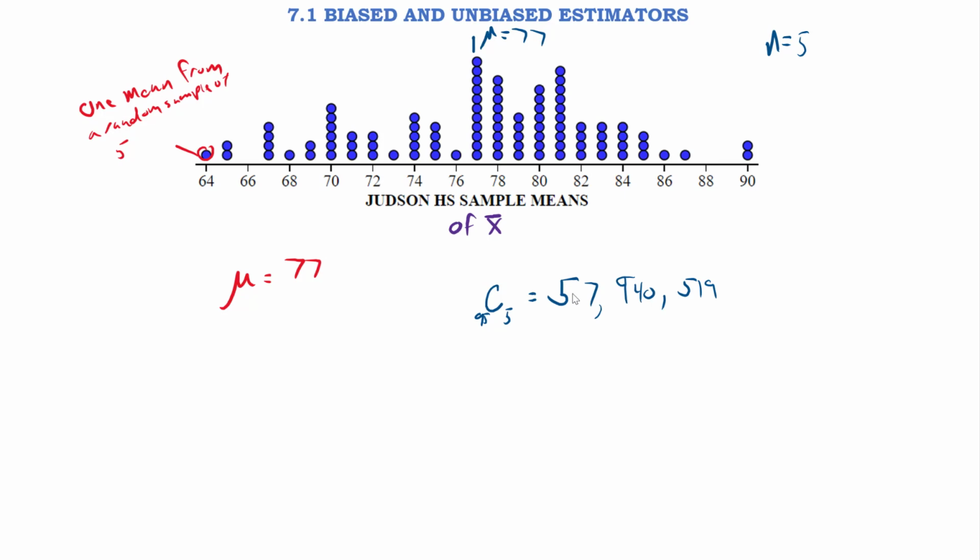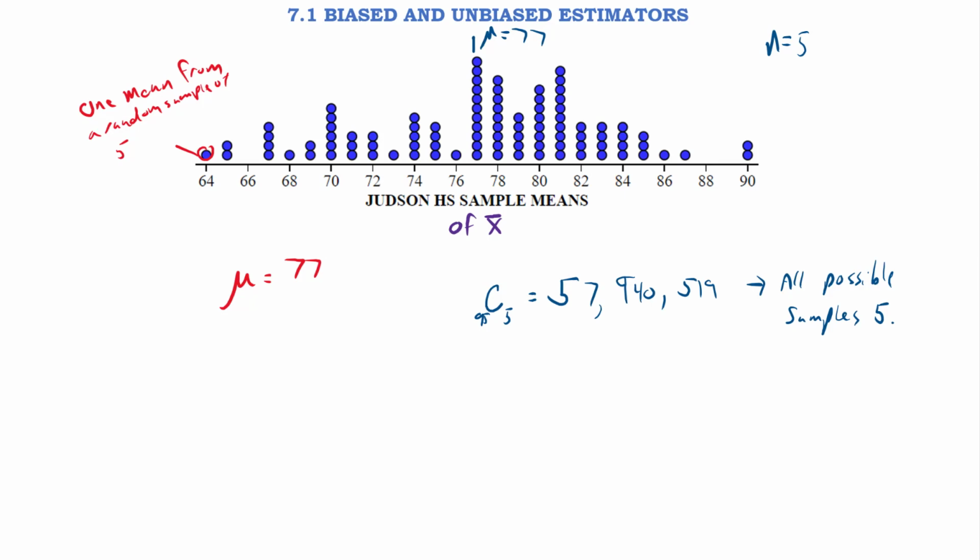So 57,940,519 combinations, and we only came up with 95. So therefore we did not have everything for a sampling distribution. We didn't take all the possible samples. A sampling distribution is all the possible samples of 5, and we only did 95 possible samples of 5, okay?